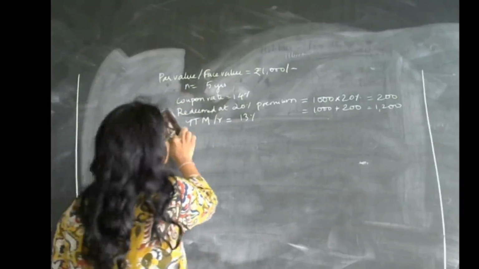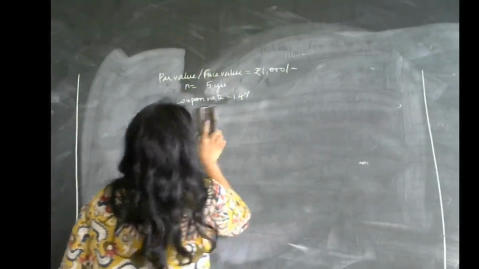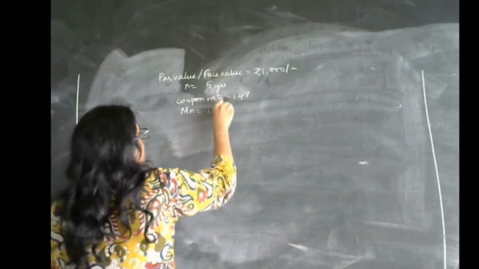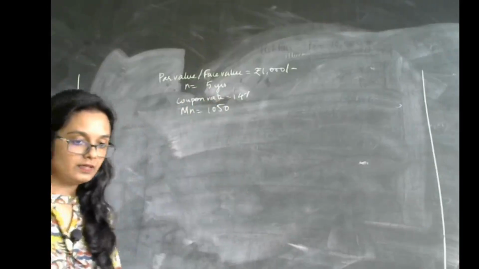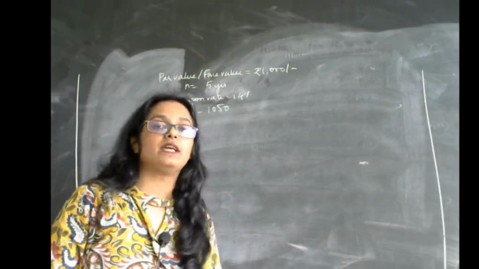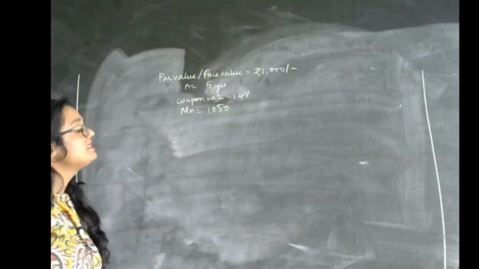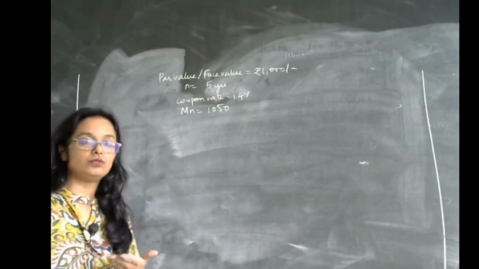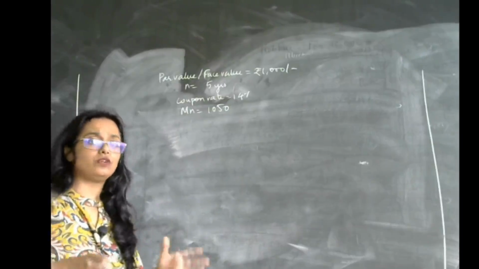The maturity value, or the redemption value, is 1050, right? It is 1050. So they have asked us to find out what is YTM. And also the value of bond we will do to check whether the YTM is correct or not.